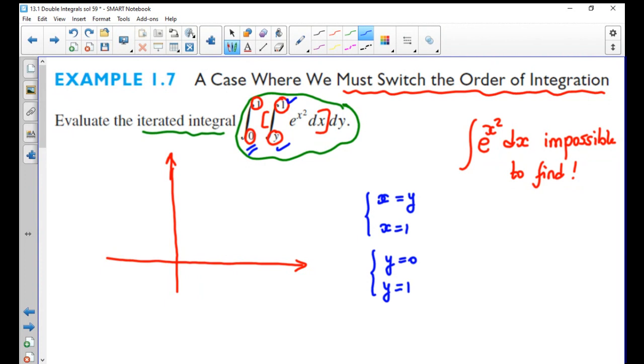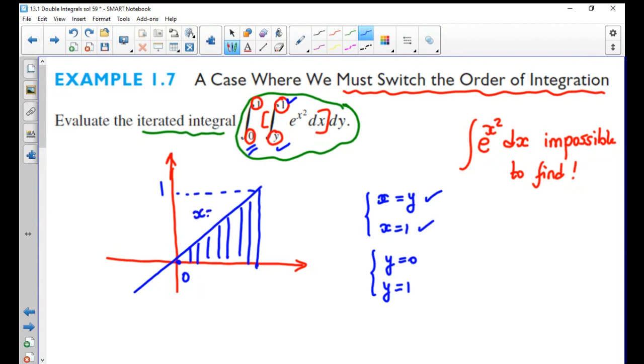So what is this region? You graph x equal y, which is this. You graph x equal 1, which is this line. And then you can see that y will be from 0 to 1. So really what we did was basically integrate in this region, x equal y to x equal 1, and then y from 0 to 1. So this is our region, basically.